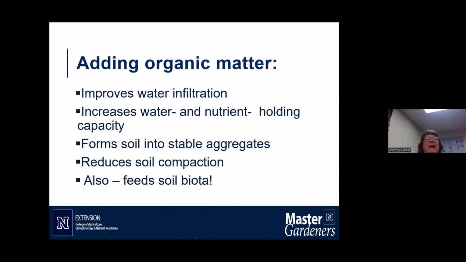So we've talked about adding organic matter all through this, and it is just about as close as you can get to a panacea, a solution or a remedy for all the difficulties we encounter with our soils. So it does improve water infiltration in the clay soils. It increases water and nutrient holding capacity in sandy soils. It helps form the soil in the stable aggregates, acting as that glue. It reduces soil compaction. You can put organic material on top of a compacted soil, leave it in place, and it will gradually loosen things up. But the other thing it does is it feeds the soil biota.